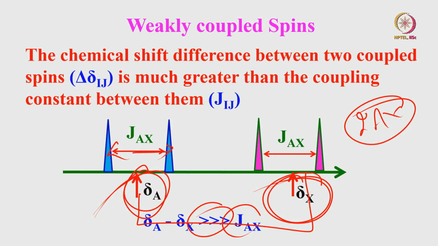This is called a weakly coupled spin system. Two protons are weakly coupled here, provided this separation, delta A minus delta X, is very much larger than the J coupling. This is the important thing. A weakly coupled spin system of two coupled protons appears like this.